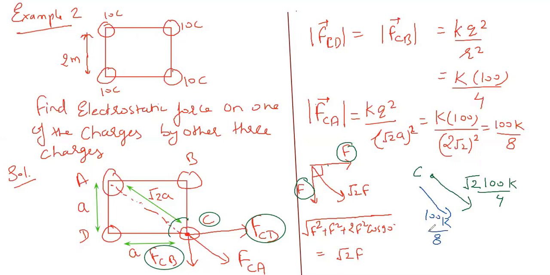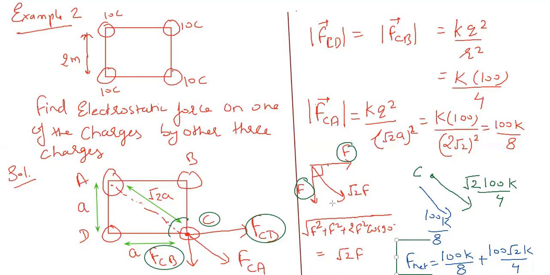So we can easily write F net. What is F net coming out to be? F net is coming out to be 100k by 8 plus 100 root 2k divided by 4, and we can further solve it and we will get our answer. So I hope everyone is clear what we are getting. This is our answer.